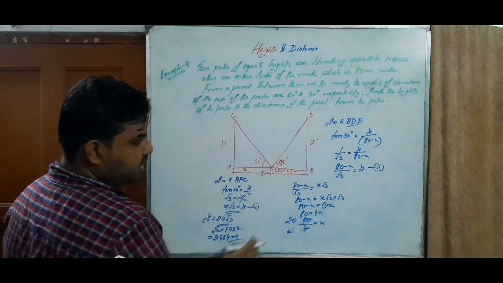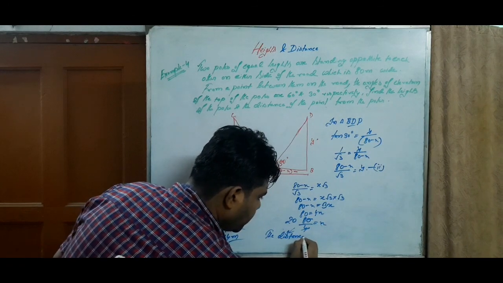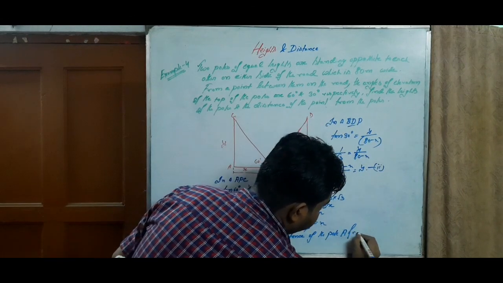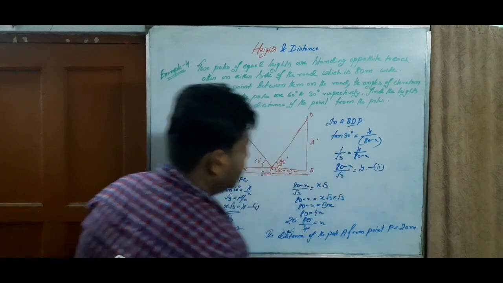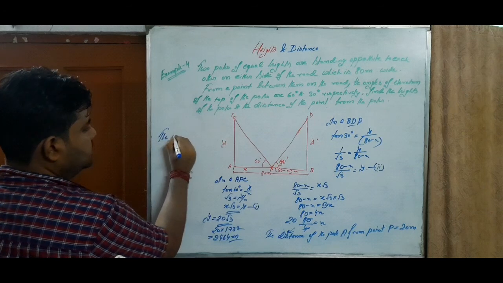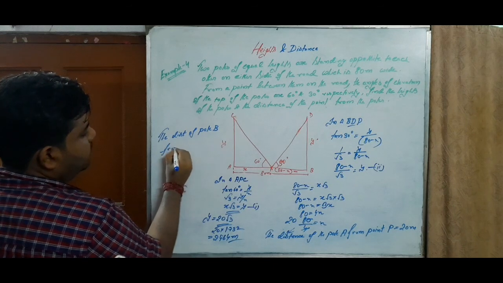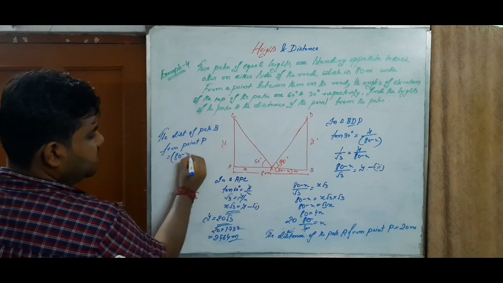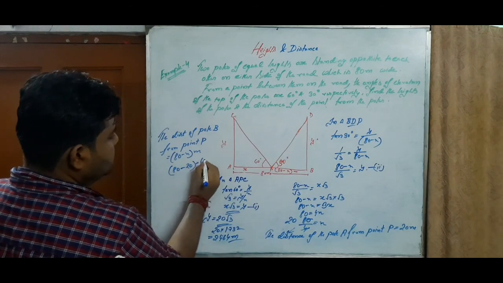Now the distance of pole A from point P is 20 meter, that is the value of x. Therefore the distance of pole B from point P is 80 minus x meter, that is 80 minus 20, which is 60 meter.